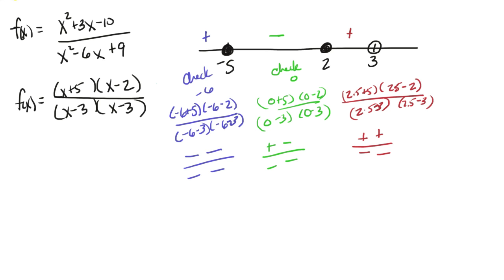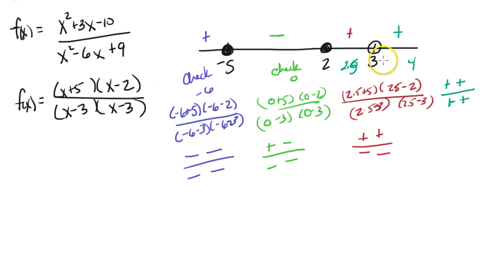And we'll check one more. I need a number on this side. I'm just going to check like 4. Over here we checked 2.5, and now we check a 4. I'm just going to plug it in, okay? So 4 plus 5 is 9. That's positive. 4 minus 2 is positive. 4 minus 3 is 1. That's positive. And 4 minus 3 is positive. It's all positive.